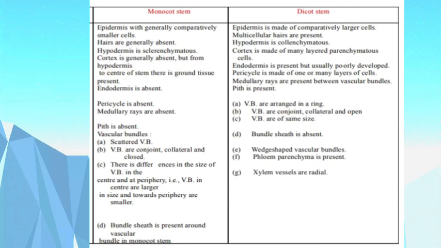Vascular bundles are conjoined, collateral, and closed type in monocot stem, but in case of dicot stem, vascular bundles are conjoined, collateral, and open. There are differences in the size of vascular bundles in the center and at the periphery in monocot stem, but almost all vascular bundles are the same size in dicot stem. Vascular bundles are oval in shape in monocot stem, but in case of dicot stem, vascular bundles are wedge shaped.